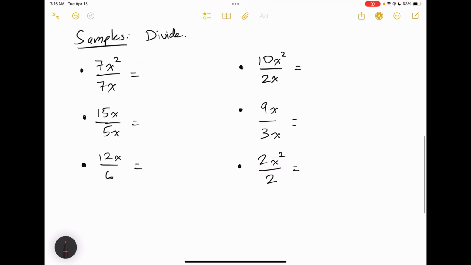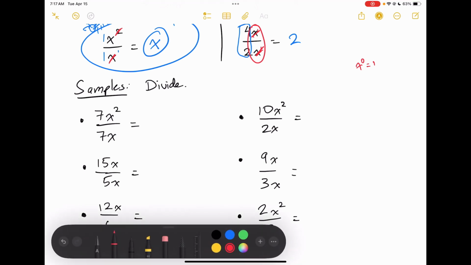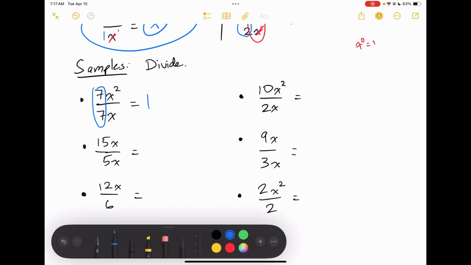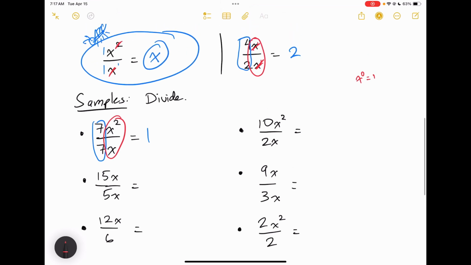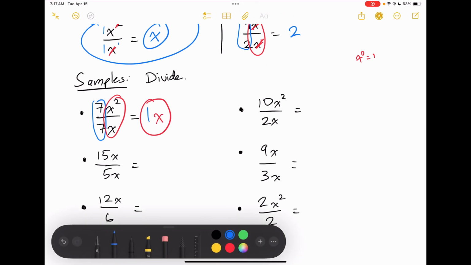Now we got a bunch of samples. Let's try a couple of them together, and then I leave the rest for you as an exercise. So, 7x squared divided by 7x. First up, we look at the numbers. 7 divided by 7 is just 1. Then we look at the variables. x squared divided by x. We have a fact for that. x squared divided by x is just going to be x. So our answer here, 1x.